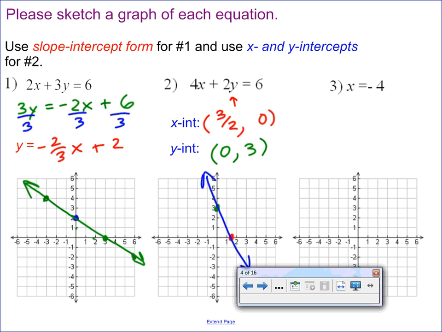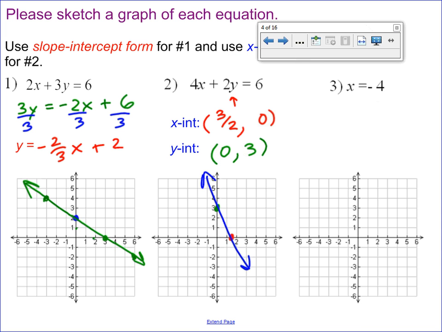And lastly, I've got the special x equals negative 4. Recall that's the line that connects all the points that share the same x coordinate, an x coordinate of negative 4. So if I considered some points on there, it'd be like negative 4 comma 0, negative 4 comma 1, negative 4 comma 4, negative 4 comma negative 6. If I connect all those points, what would the line look like? This looks like a vertical line. A vertical line is an x equals equation. So I get a vertical line that connects all the points that share the x coordinate negative 4.